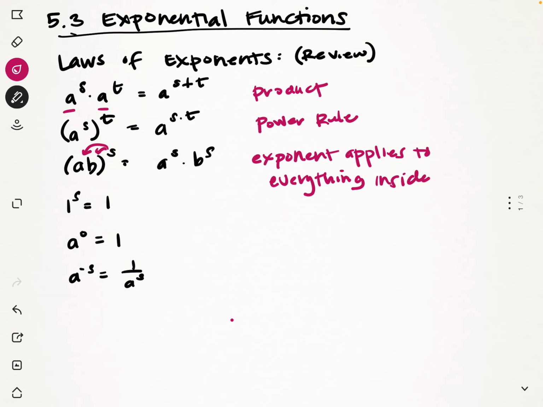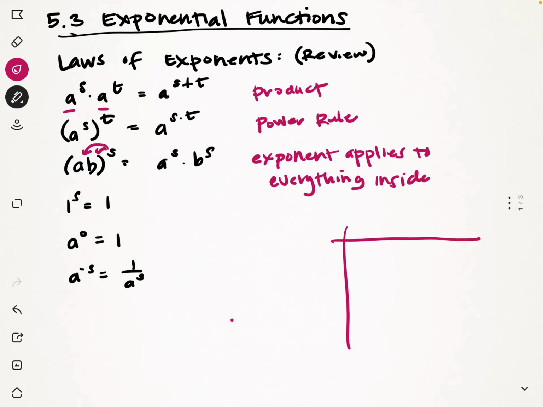Okay, and then 1 to the s is equal to 1, so that's kind of self-explanatory. No matter how many times we multiply 1 by itself, it's still going to be 1. The next one, a to the 0 is 1. Those of you who had me for Algebra, we kind of talked about this, but I'll go ahead and show it to you, what it looks like.